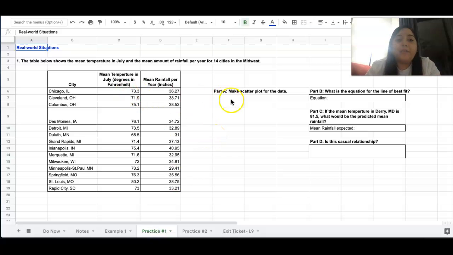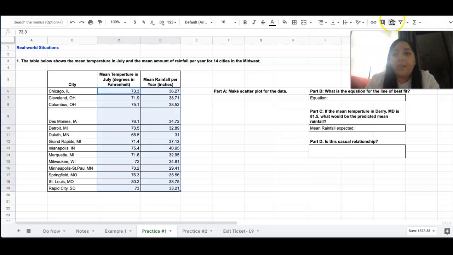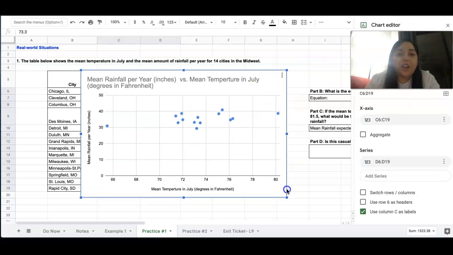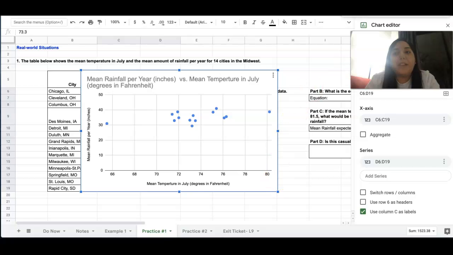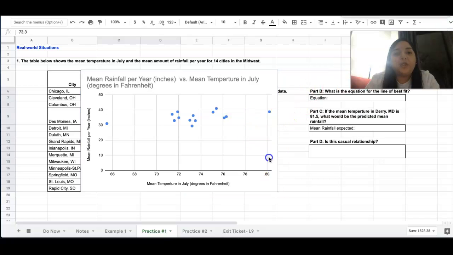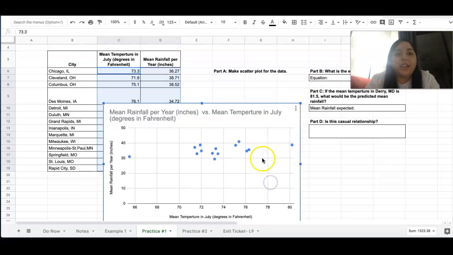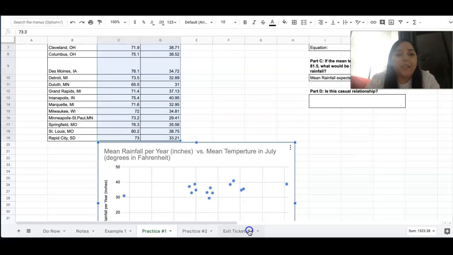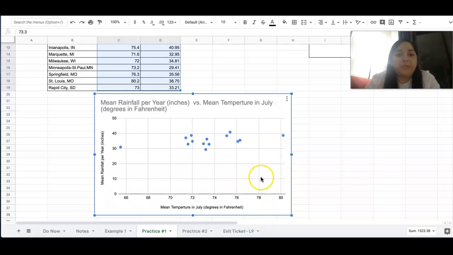For part A, we have to make the scatter plot. So let's go ahead and make that scatter plot. Highlight, make my charts. Now we have a chart. I would actually make this big because this is real data that you do need to see. So I would want to make it big so you can look at it. I'm going to put it right here in the bottom.